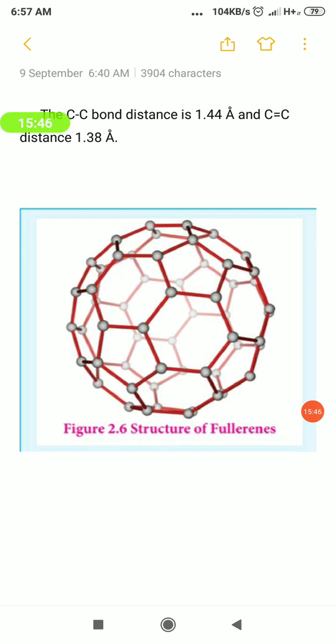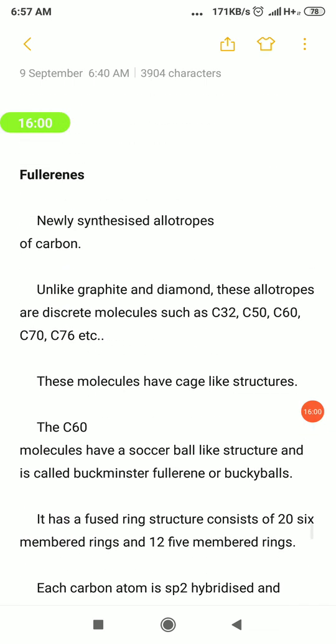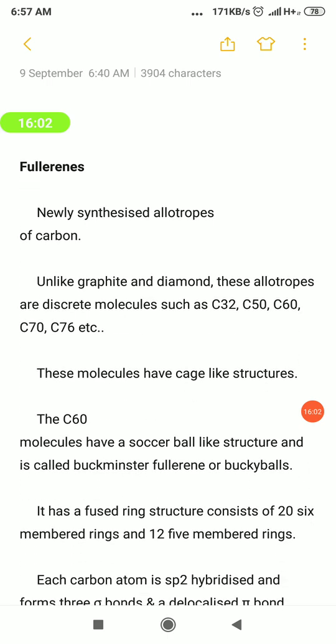If you look at this diagram very clearly, it consists of two different rings. One is a 6-membered ring and one more is a 5-membered ring. There is a 6-membered ring and a 5-membered ring present in this fullerene. Okay, so let us see about fullerene. It is a newly discovered allotrope of carbon. Fullerene is a newly synthesized allotrope of carbon.